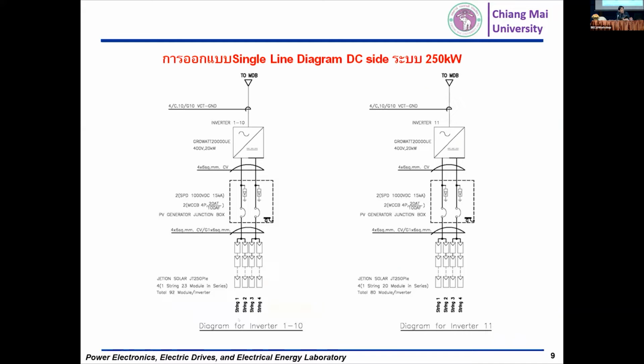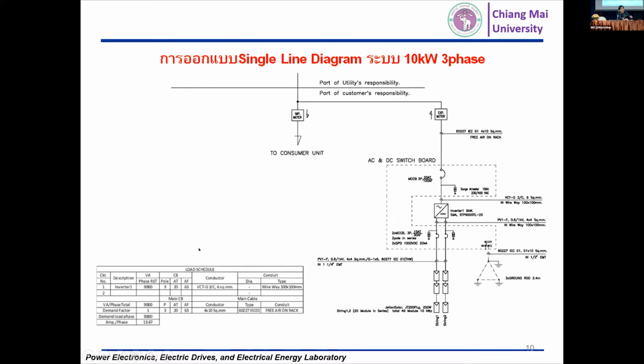This is the PV array here, and the junction box into the DC input of the inverter, and AC into the grid. The right hand side is for 250 kilowatt, the left hand side for 10 kilowatt. For example, again, this is the example.